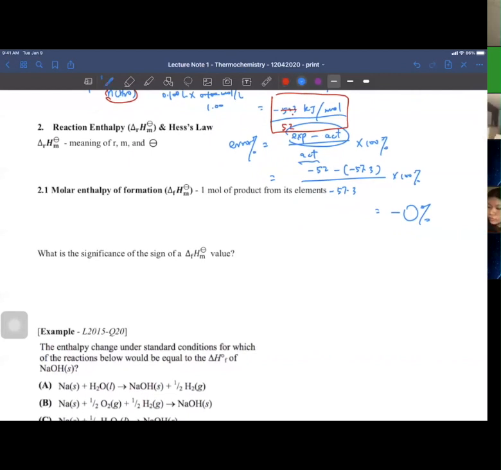So the next part is the reaction enthalpy and Hess's law. We can talk about the meaning of each letter here in a more systematic way. The delta is clear: final minus the initial. The H is the enthalpy. Before we really talk about the exact meaning of enthalpy, you can say enthalpy equals heat, okay? Although it's not correct, right now we can understand it in this way. And then you see the R. The R means reaction, so this is for a certain reaction.